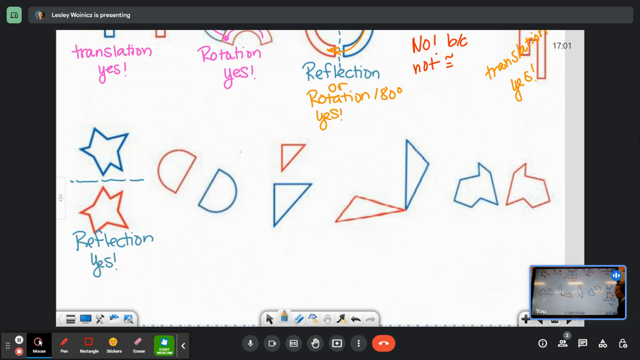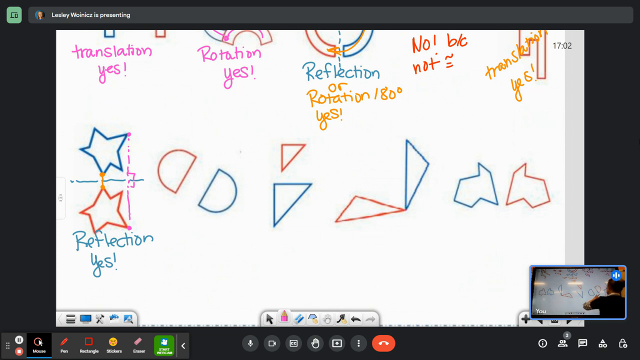So what we're looking for in these reflections is that whatever point was here ends up there. It's the same distance away from the axis of symmetry. So this point here, its perpendicular distance is the same as this point here, okay? That's what we're looking for, is that those lengths match.